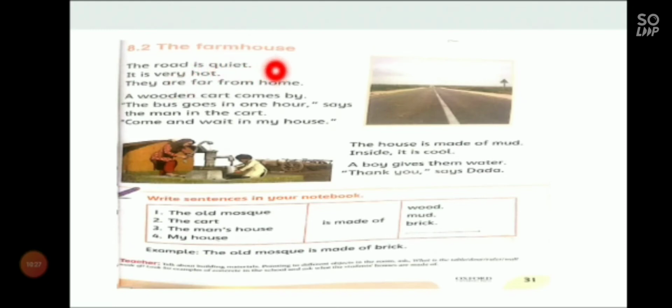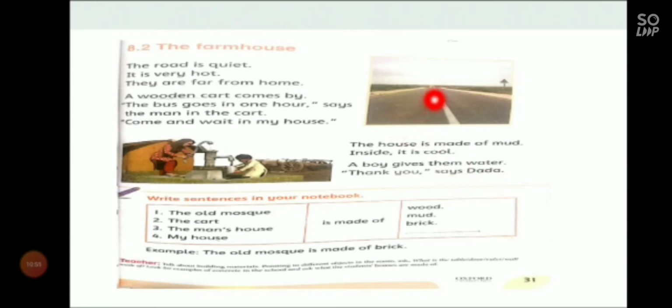The farmhouse. The road is quiet. It is very hot. They are far from home. A wooden cart comes by. The bus goes in 1 hour, says the man in the cart. Come and wait in my house. The house is made of mud. Inside it is cool. A boy gives them water. Thank you, says Dada. Now look here.